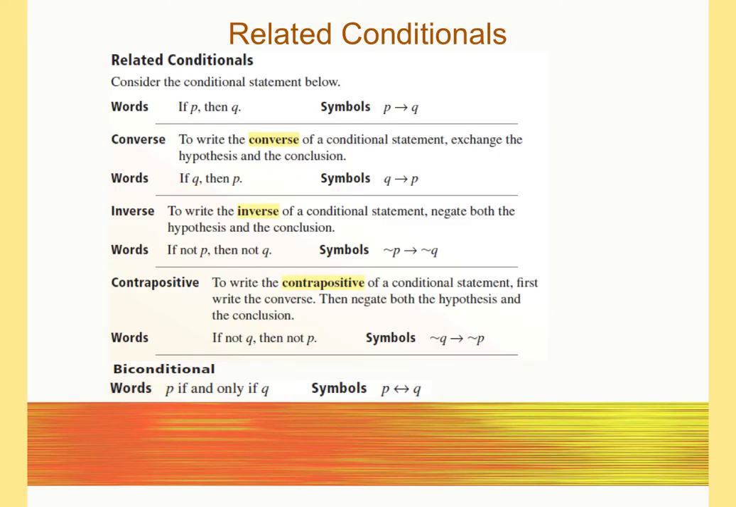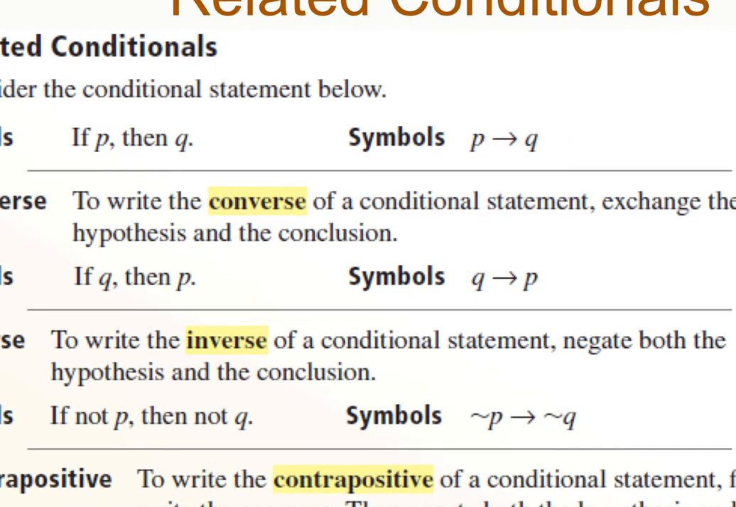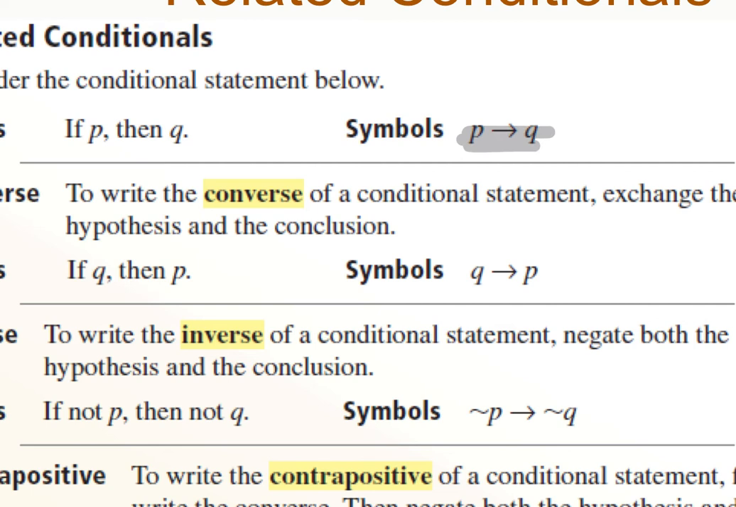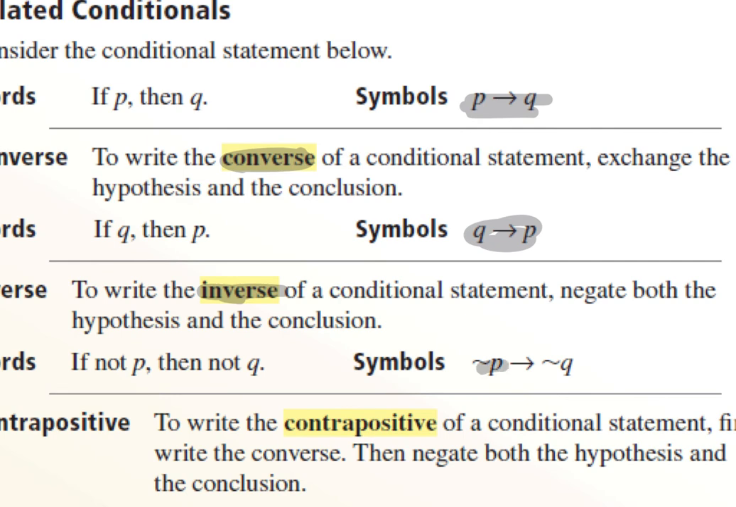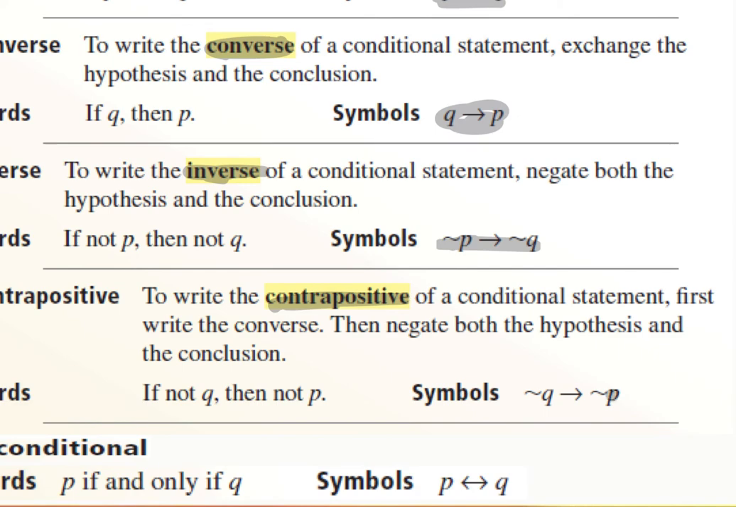All right, so this is all of it on one slide, except that we use symbols. The P stands for the hypothesis and the Q for the conclusion. In an original statement, my symbols would be P then Q, that would be if-then. The converse, we switch it. So if the original conditional statement is P then Q, the converse would be Q then P. The inverse would be this little squiggle, which is not P then not Q. And the contrapositive is the combination of both: not Q, then not P.